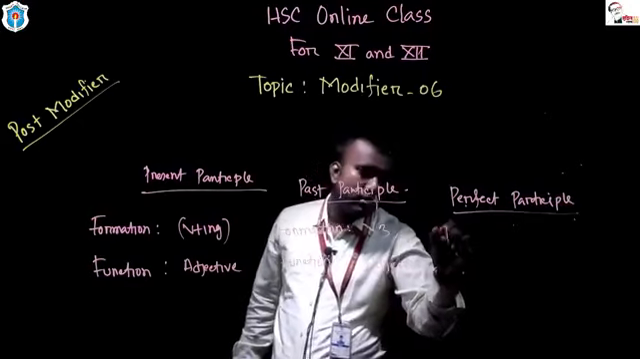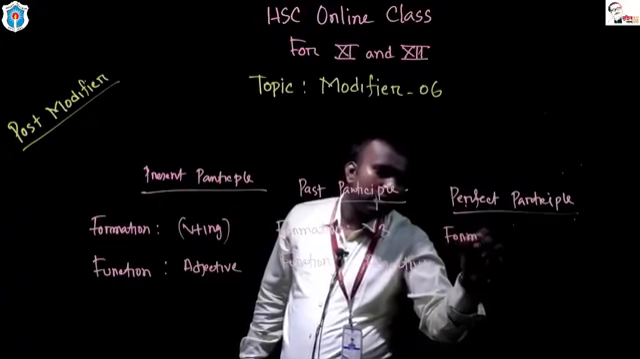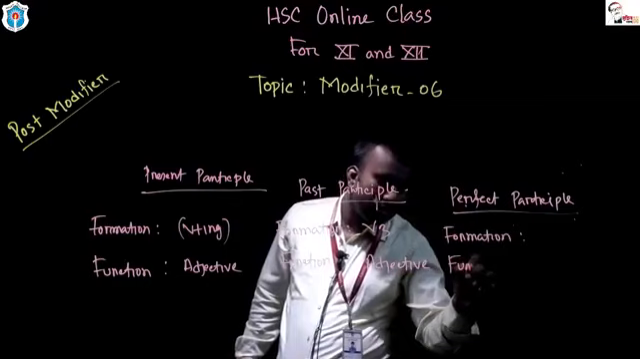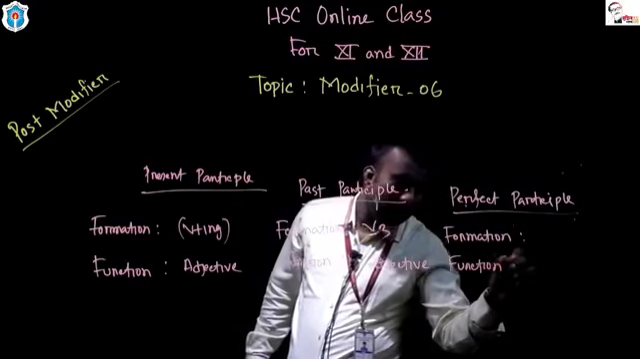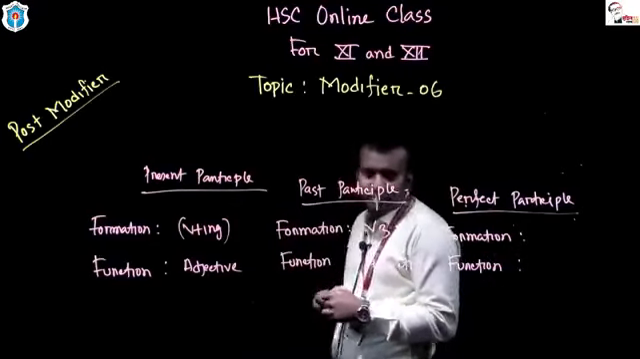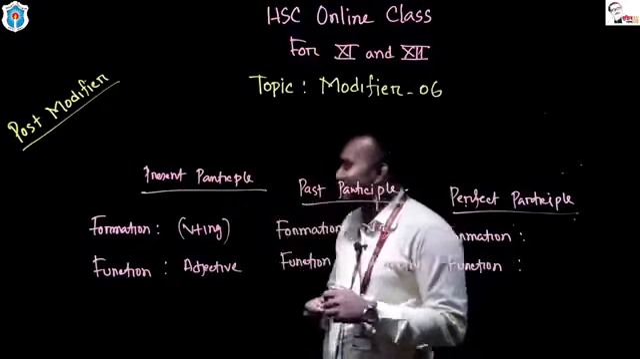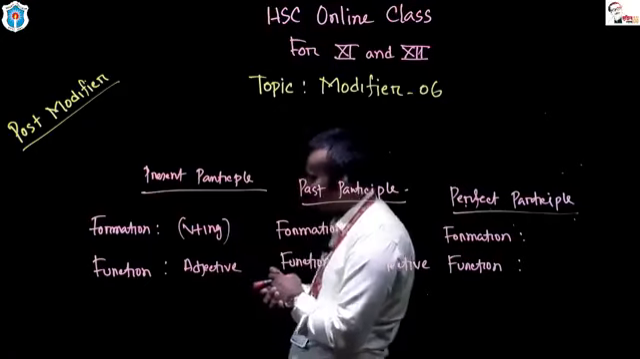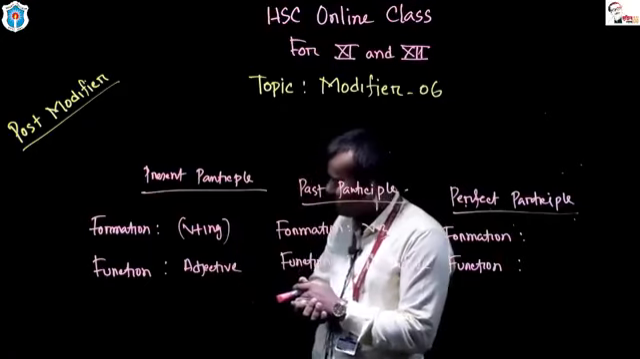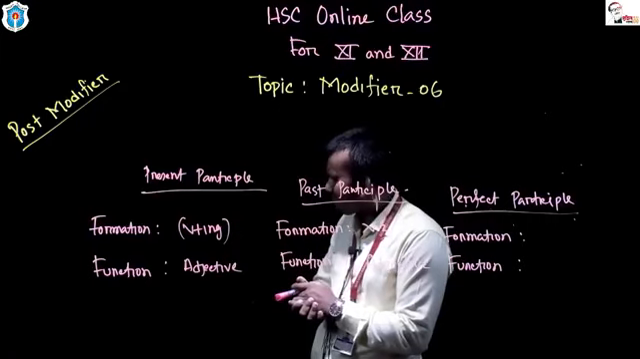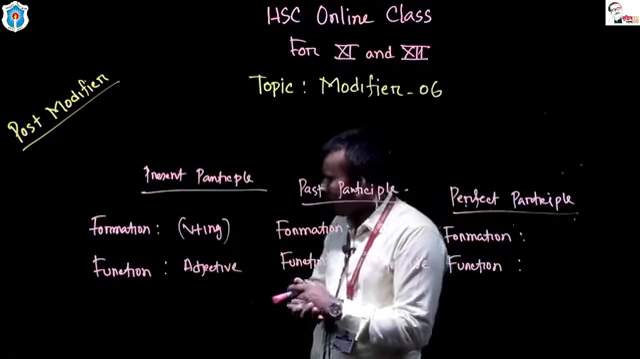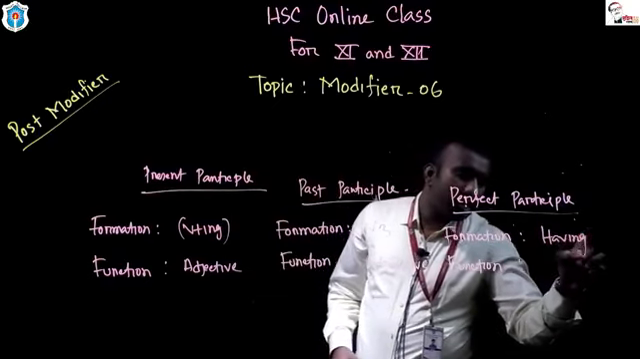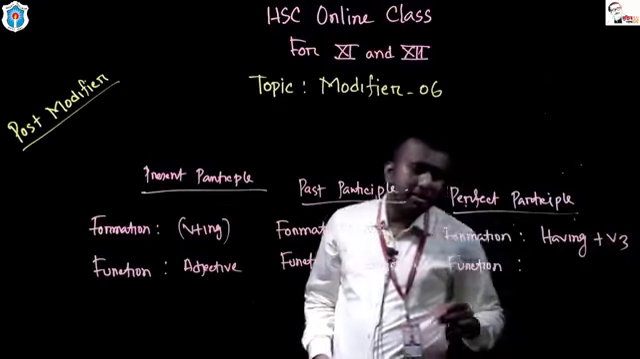Perfect participle. Formation, function. Okay. What is the formation of perfect participle? What is the structure of perfect participle? Tell me, dear students. Hurry up. Having plus V3, that is the past participle. Function.